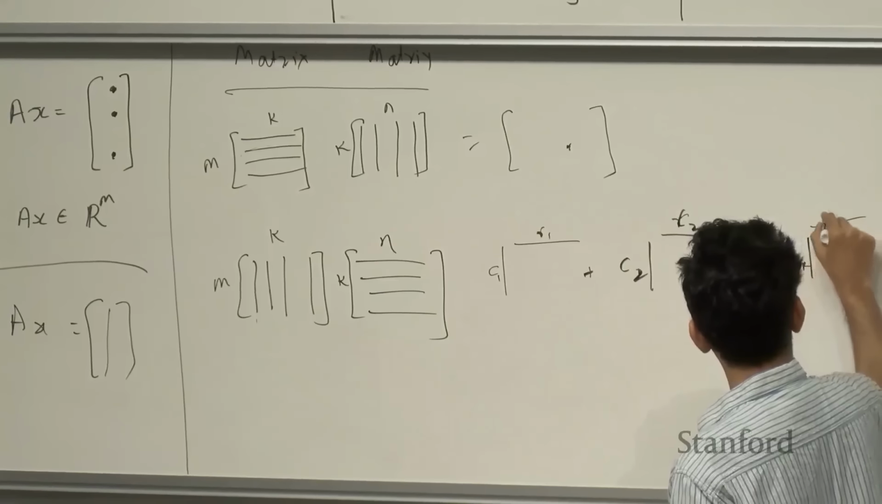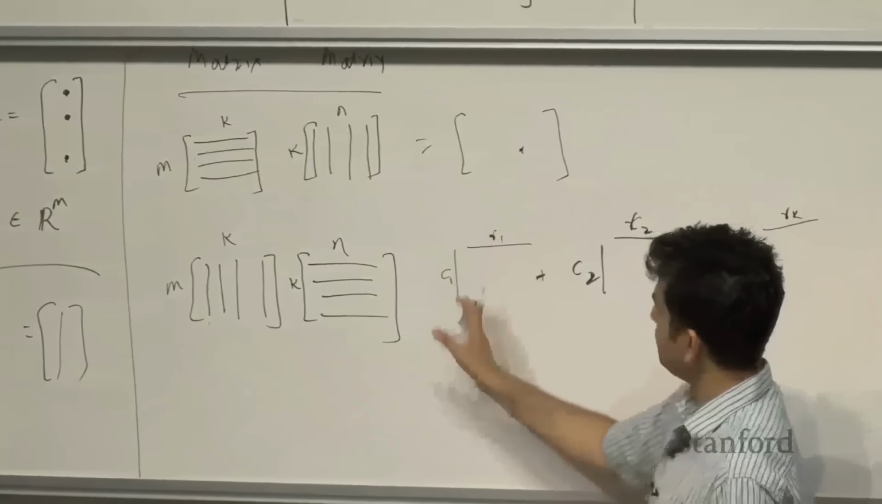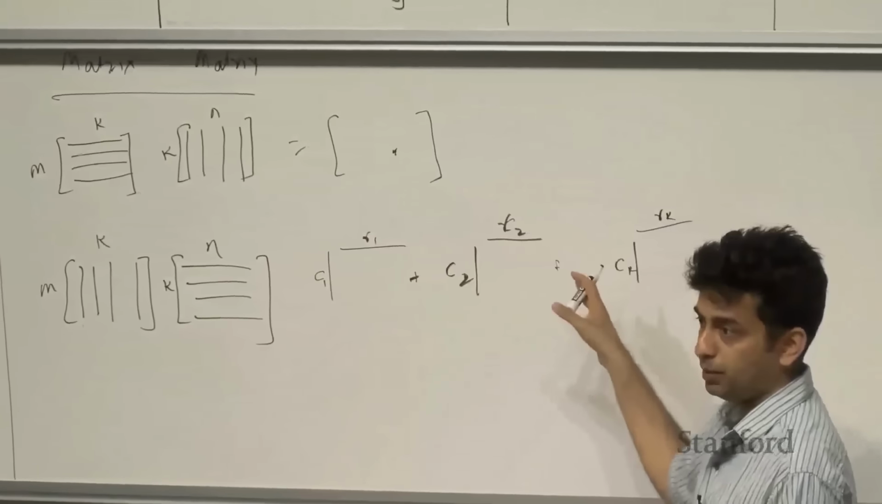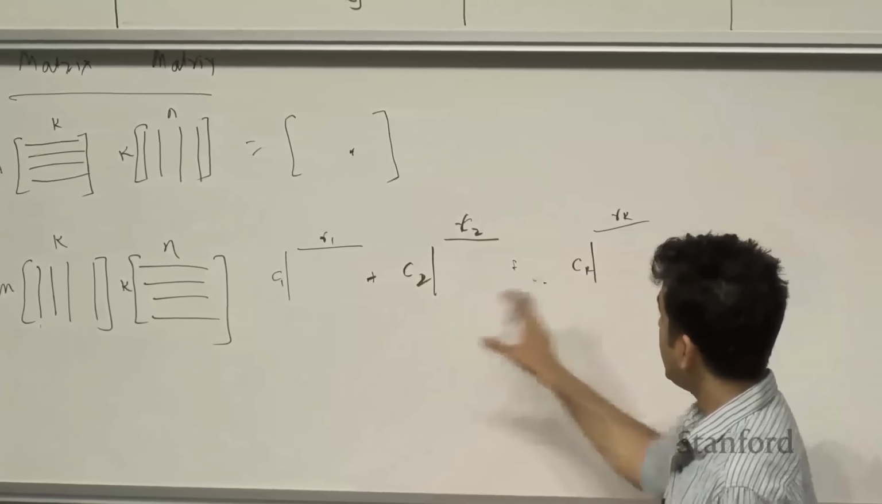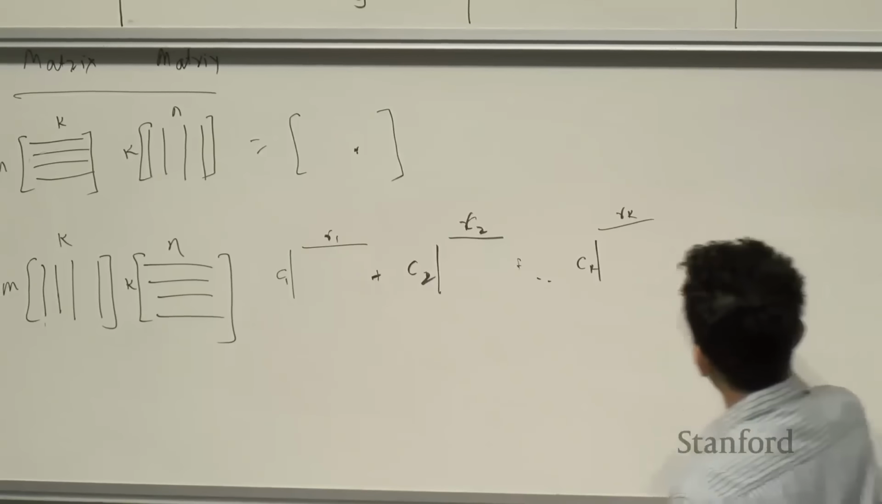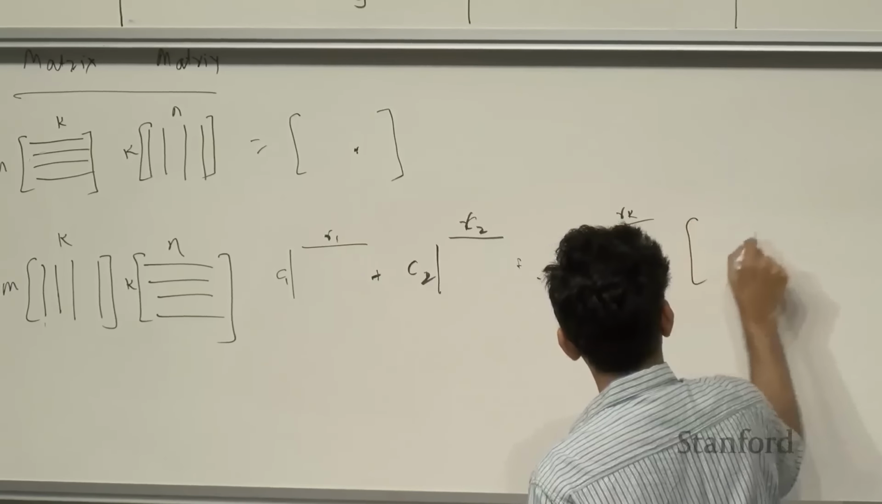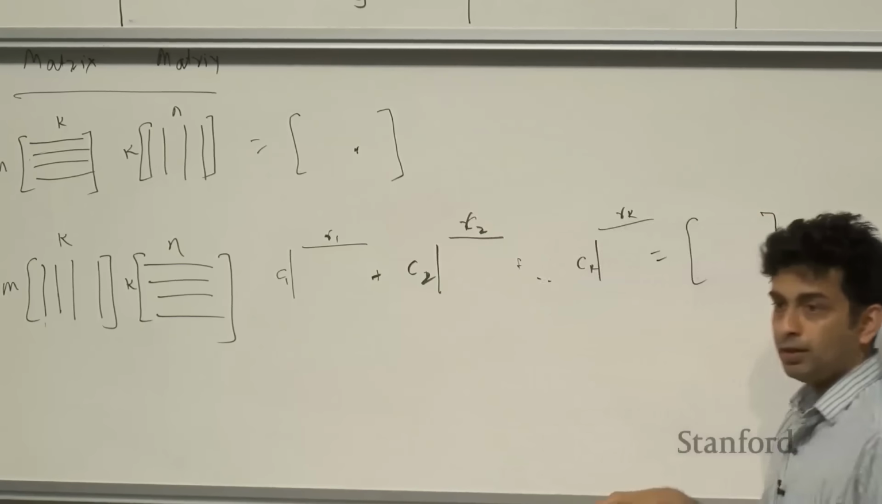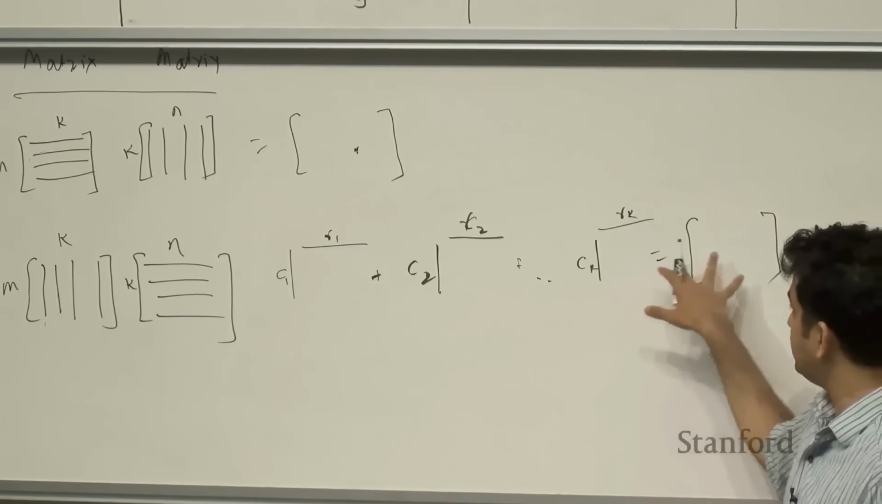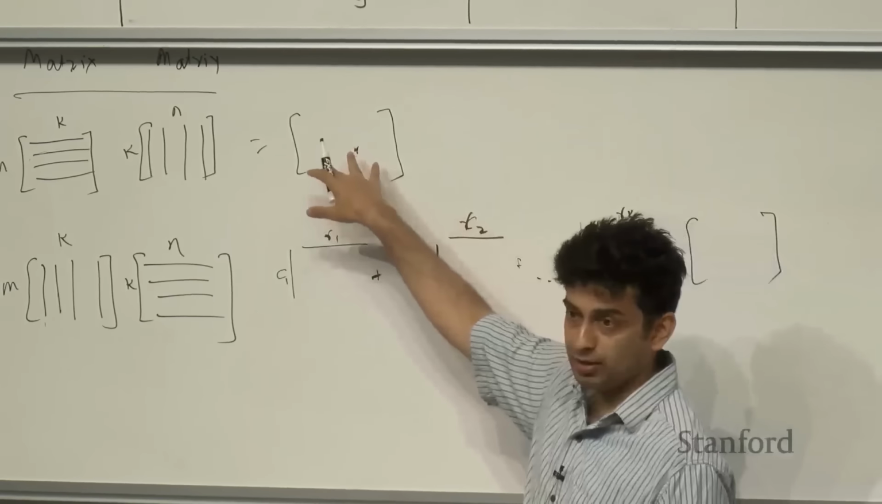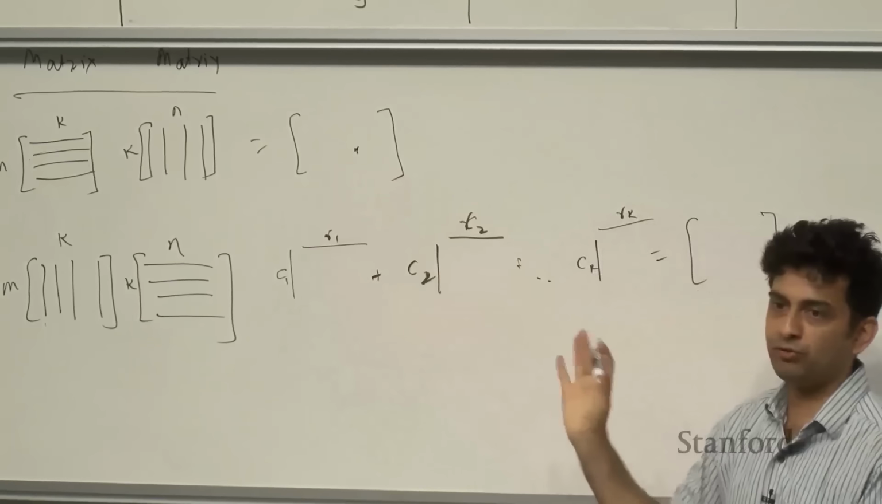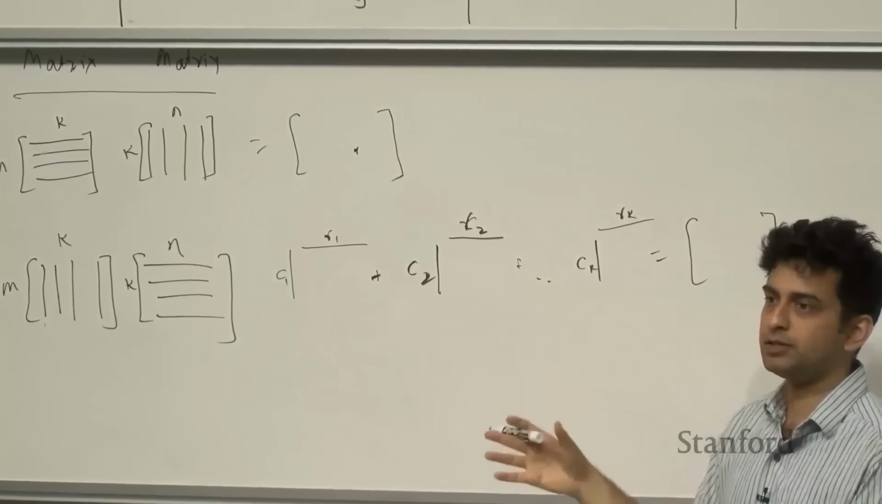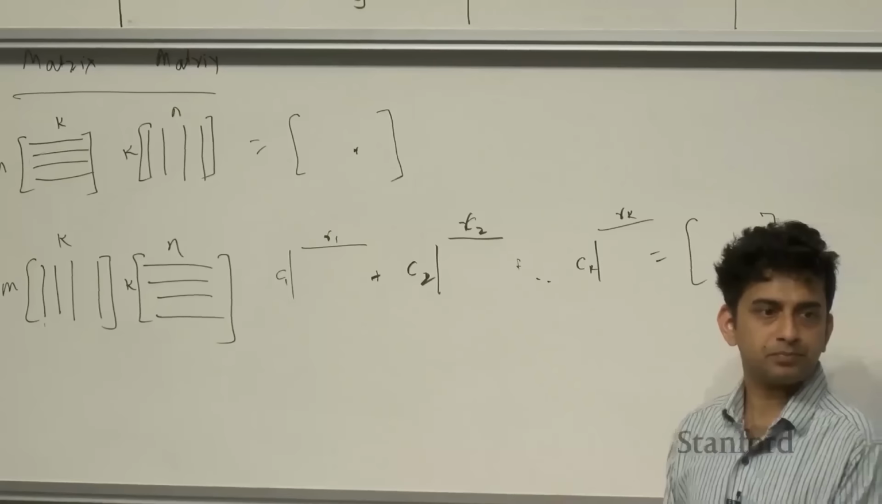So column k and row k. The columns come from the left matrix and the rows come from the right matrix. And you add them up, you get another matrix. And the matrix that you calculate this way and the matrix that you calculate the other way are going to be exactly the same. So they're just two different interpretations of the same mathematical operation.